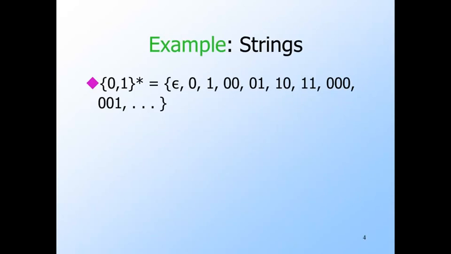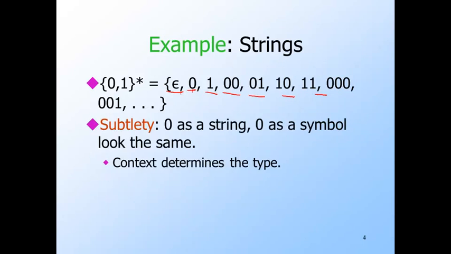For example, the language 01 star consists of all strings that can be made from the symbols 0 and 1. For example, epsilon, the empty string, is in this language. There are two strings of length 1, the strings 0 and 1, and there are four strings of length 2, and so on. Notice that we do not make a distinction between a symbol like 0 and the string of length 1 that consists of a single instance of that symbol, the string 0. We trust that context will make clear which we mean.